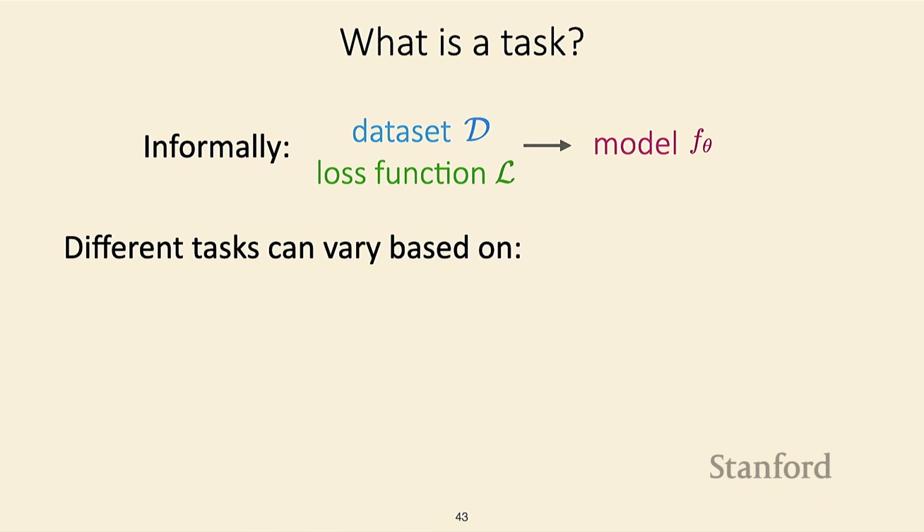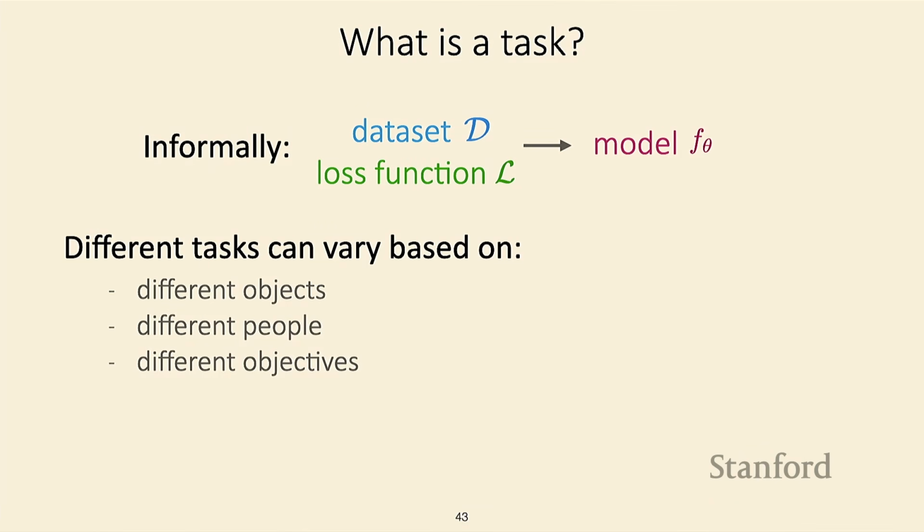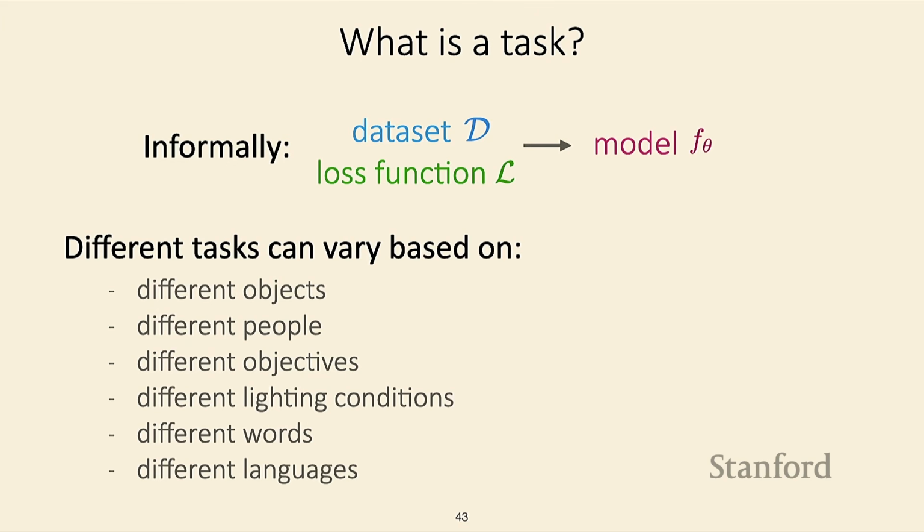And different tasks can vary in a number of different ways. At a high level, or intuitively, you could have different objects, different people, different objective functions, which was mentioned, different lighting conditions, different words, different languages. So the different tasks that you might throw into a multitask learning system might be fairly varied, and they could vary along lots of different axes.